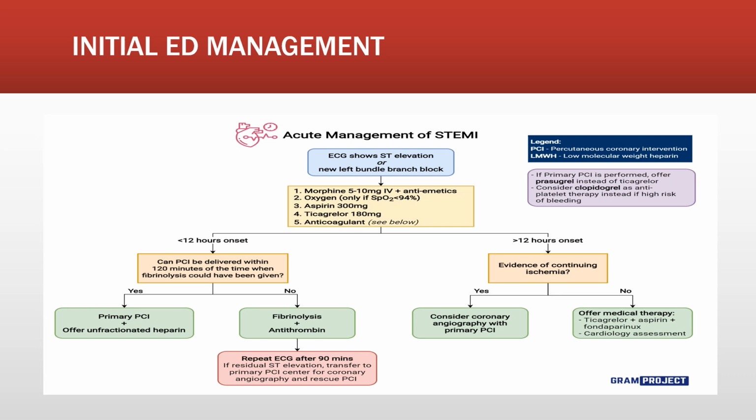If it is less than 12 hours from onset, we will see if we can do a PCI. What do we mean by PCI? We mean percutaneous coronary intervention. When we do a PCI, it should be delivered within 120 minutes, which means within 2 hours, of the time of fibrinolysis. But if because of the condition of the patient we cannot do PCI, we will go for fibrinolysis or antithrombin. If we can proceed, we will go with primary PCI. Is it okay?